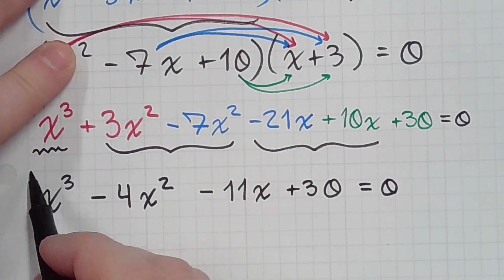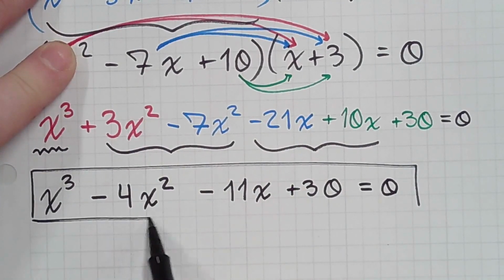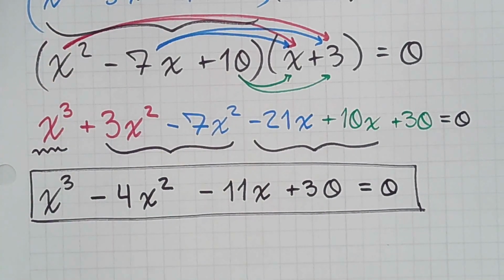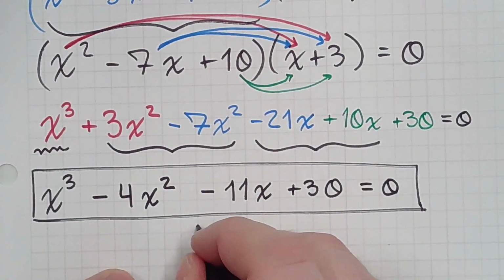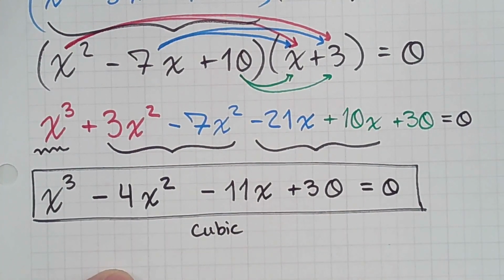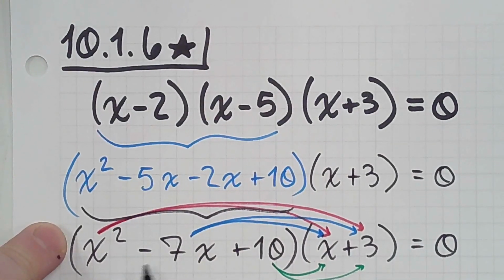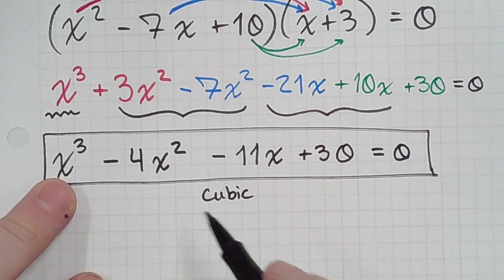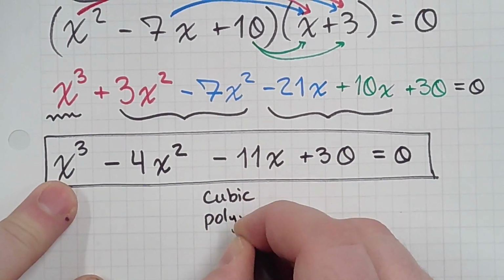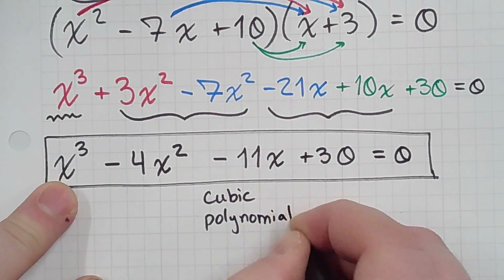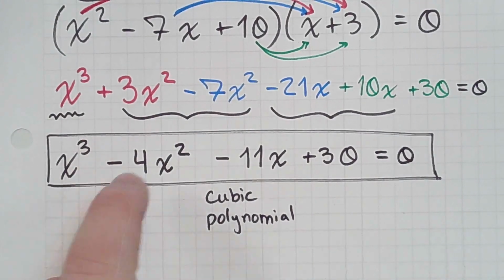And here is our distributed cubic equation, or polynomial, you can call it. So again, this is a cubic equation versus this thing, which we would call a quadratic, right? Because it's squared. Or you can call it a polynomial. Nomial meaning name or term, poly meaning many, so many terms.